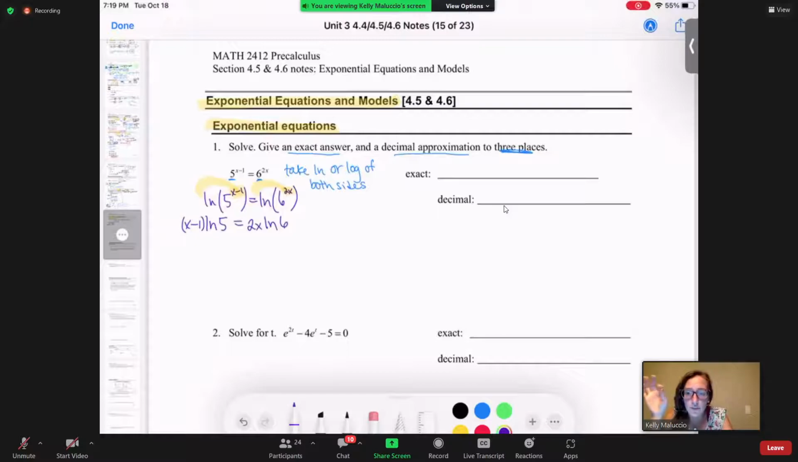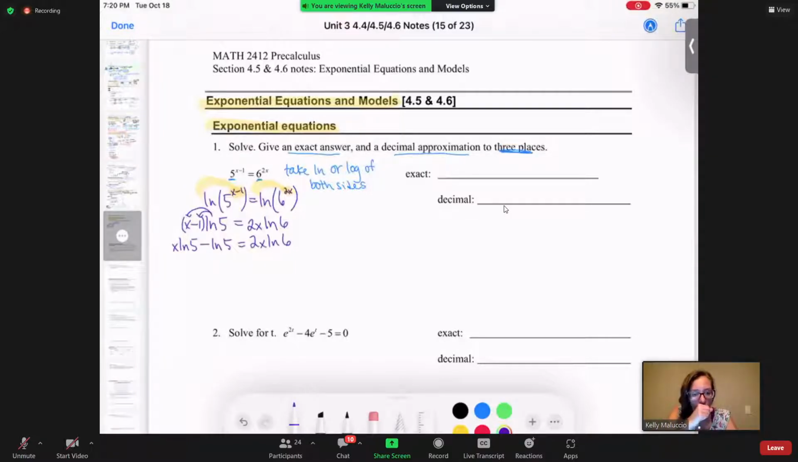And now we got something good going, because I can basically get rid of all the parentheses, get a bunch of terms, and then try to get all the x's together and all the other stuff. And it's hard to tell what's the other stuff, because I see ln and it's confusing. Now you could divide, but that is not as nice. So I'm going to distribute first the ln 5 to both of these. So I'm going to get x ln 5 minus ln 5 equals 2x ln 6.